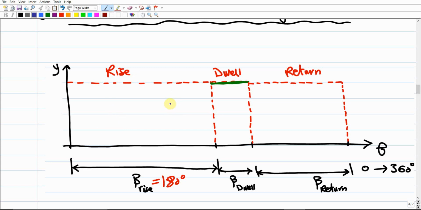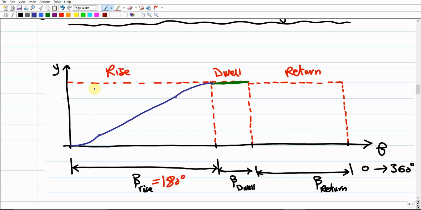This rise period won't be completely uniform as we discussed in the first type of follower motion, but instead it's going to have an accelerating period. It means that the velocity is going to smoothly increase. Then we're going to have a uniform period, where the velocity is constant. Then you're going to have a decelerating period, where the velocity is going to decrease.